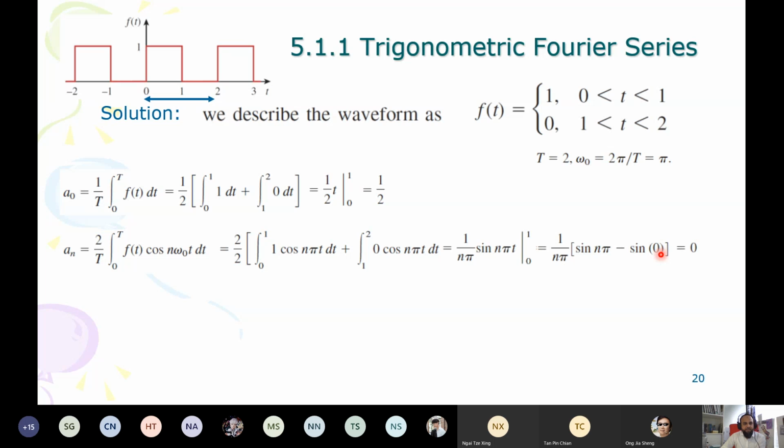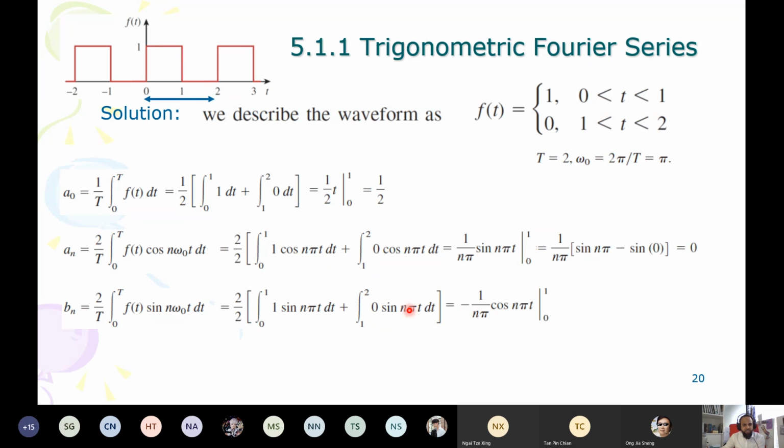All right, find b n is same as a n, but we'll be having sine n omega naught t. So we have 2 by T f(t) sine n omega naught t. Same way we split it into 0 to 1 and 1 to 2, and this will be 0. Only this is left, and we get the function in terms of cosine with a negative. Remember, integral of sine is negative cosine.